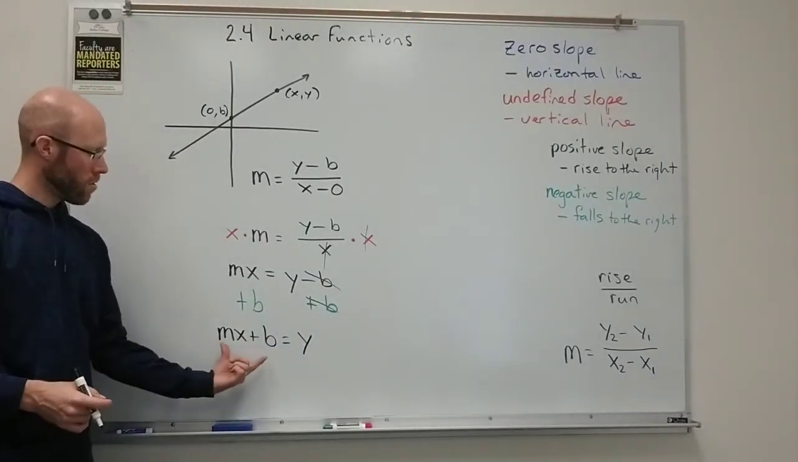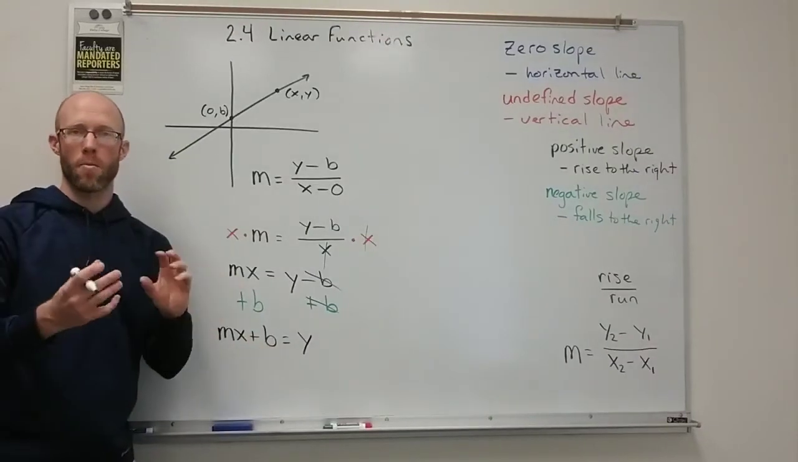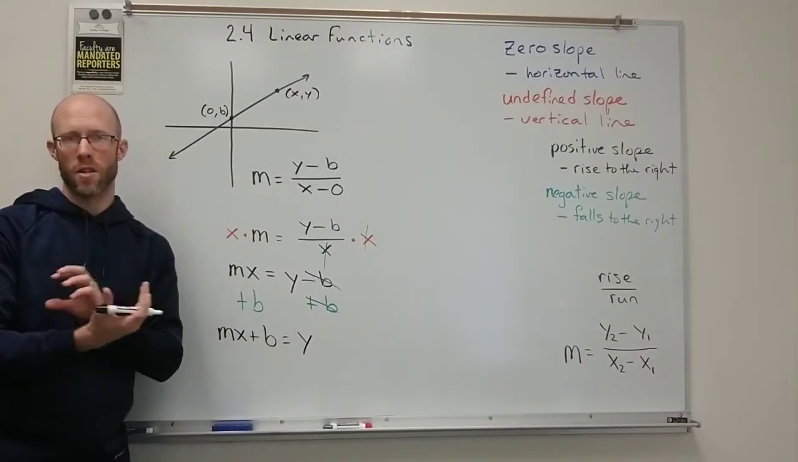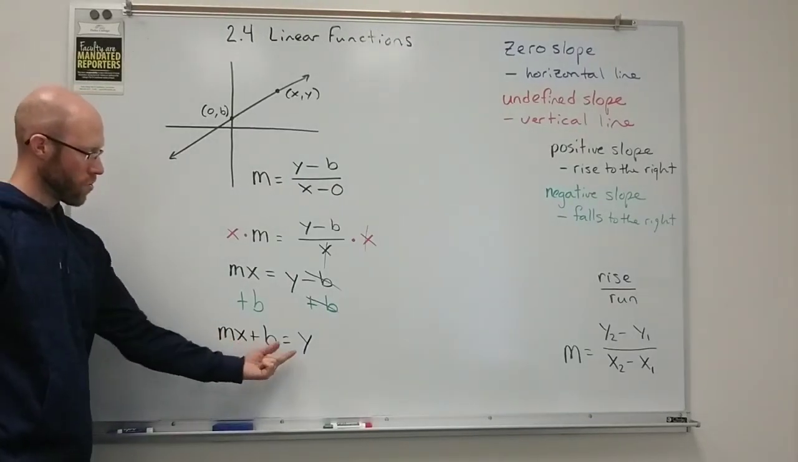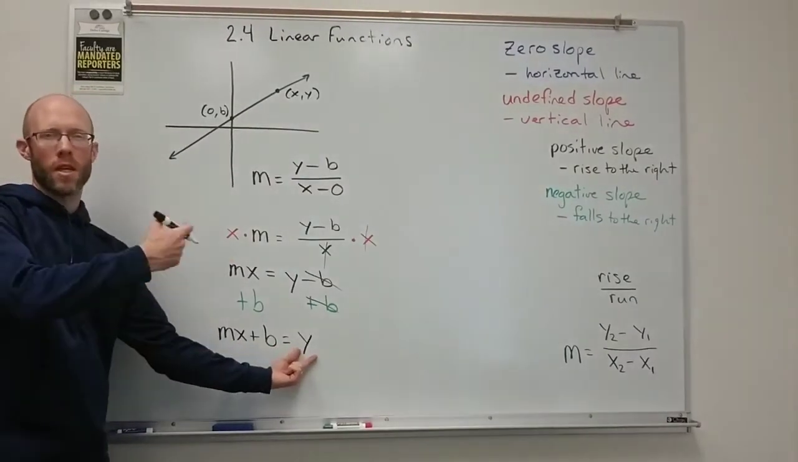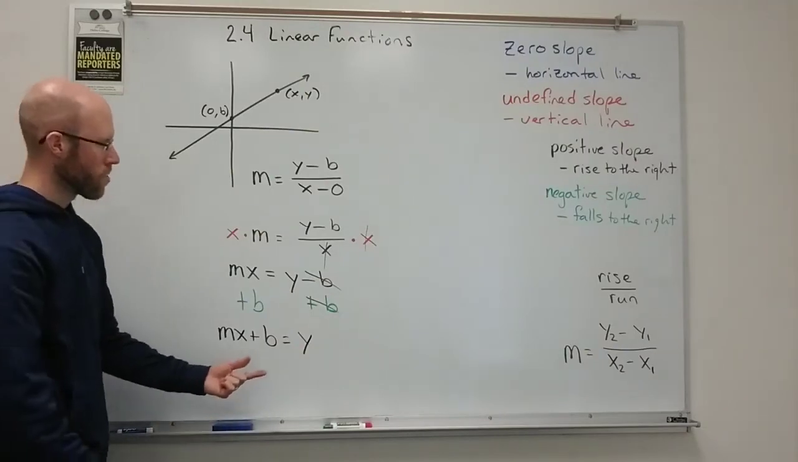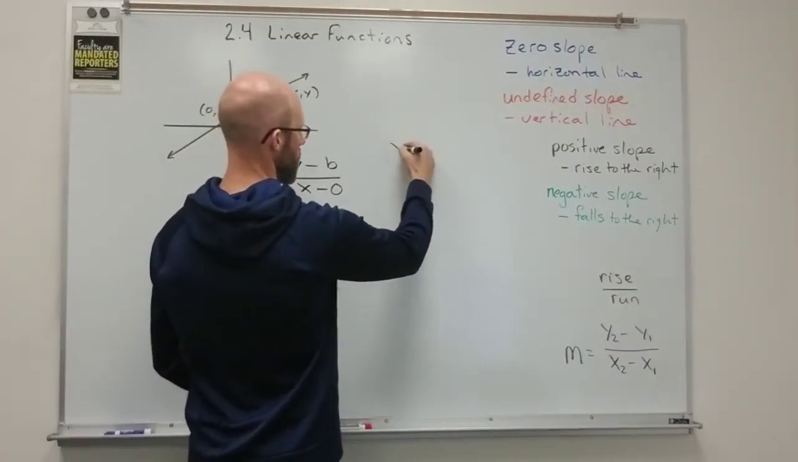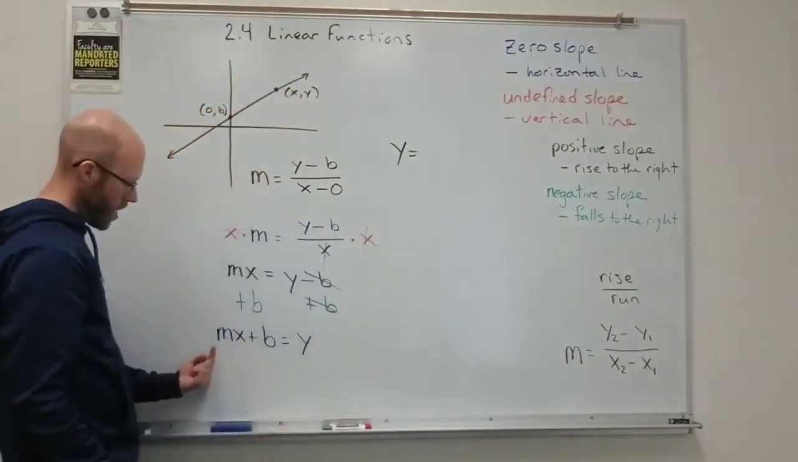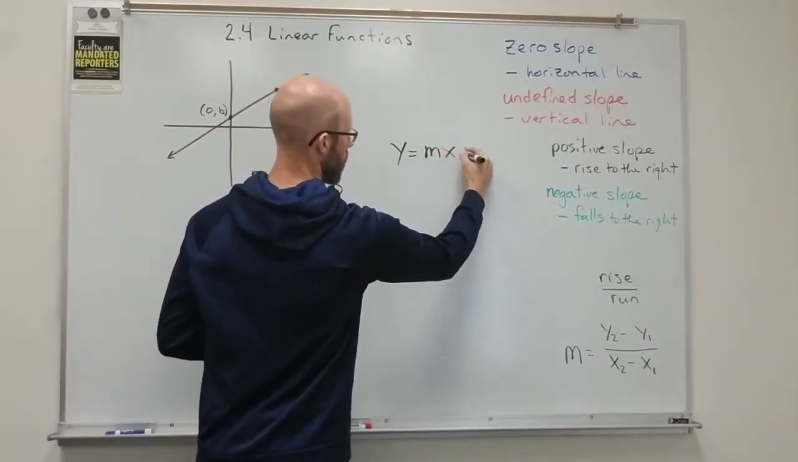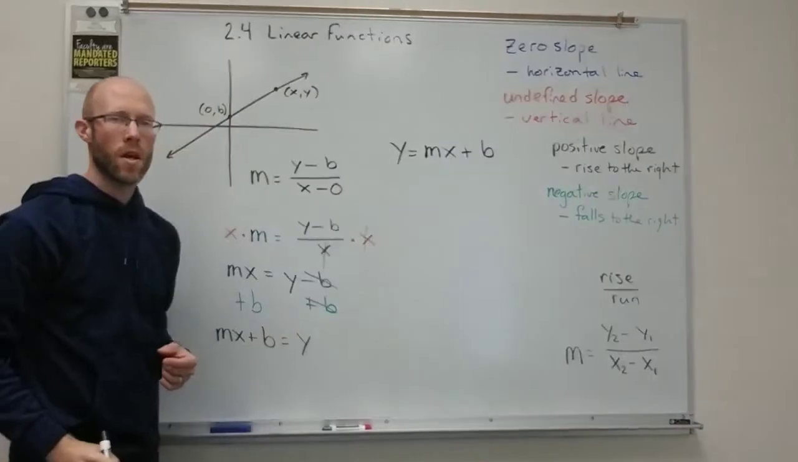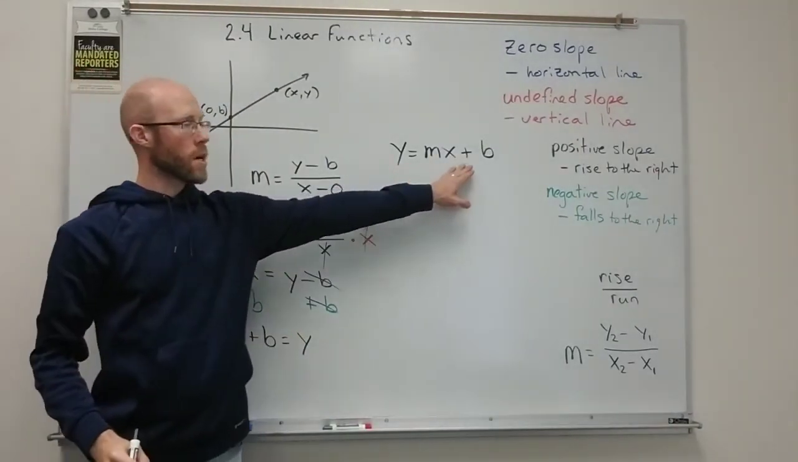Now, equations have this property where you can switch the sides and it doesn't change anything. And so, when you solve for a variable, we typically like to list that on the left. And so I'm going to write this as y equals mx plus b. So y equals mx plus b.